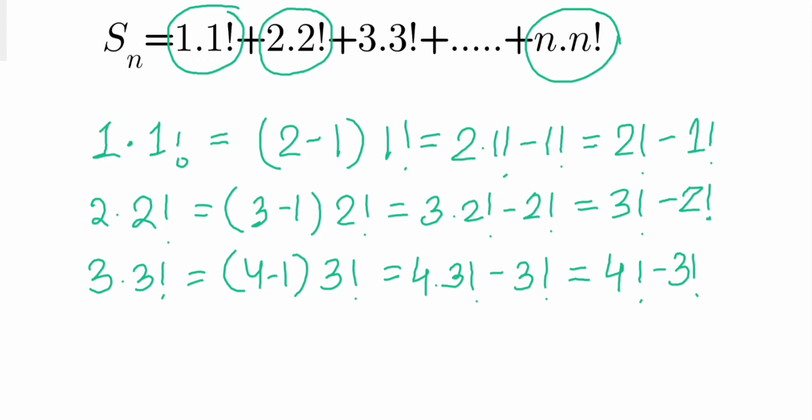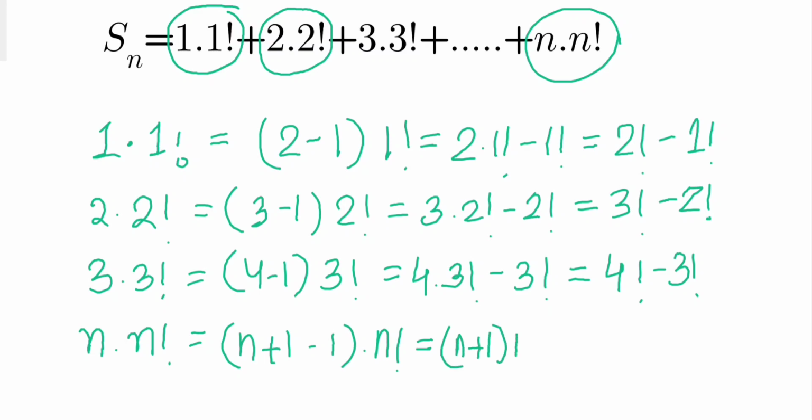Observing this pattern, I can say that the last term, or nth term, must be like this: n into n factorial must equal n plus 1 minus 1 into n factorial, which is n plus 1 into n factorial minus n factorial, which equals n plus 1 factorial minus n factorial.